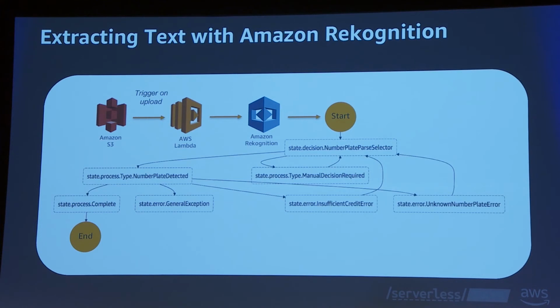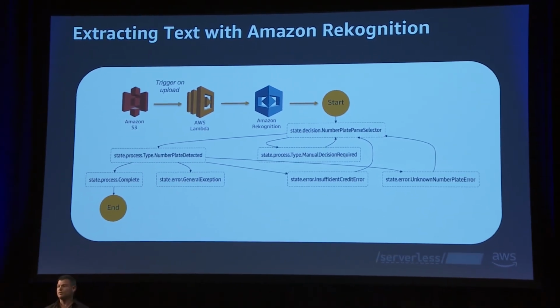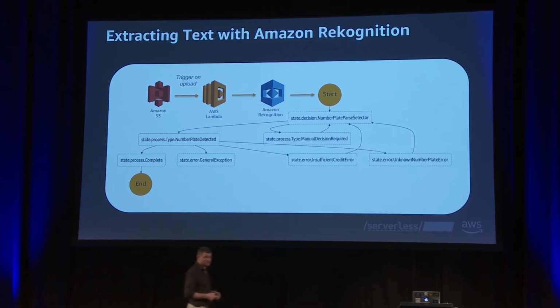So you can see it's quite a complicated workflow, and yes, you could code this into a monolithic application, but if you wanted to change the behaviour of this at some point after it's been implemented, then you would have to redeploy the code. But in this case, all I need to do is just change the step function definition itself.